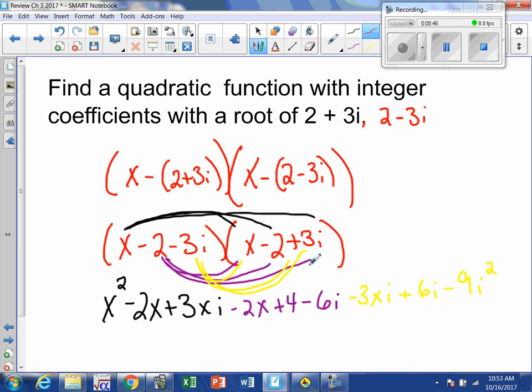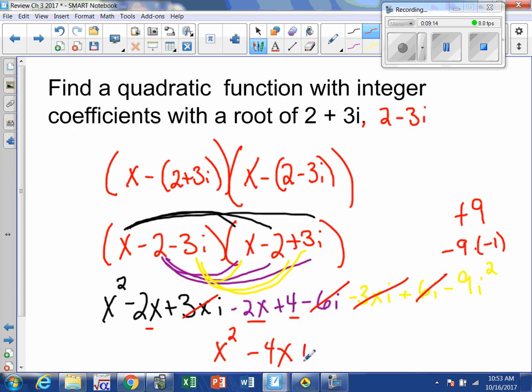Now, as with all of these problems, the terms with the i's cancel out. It's a way to tell if you're doing it correctly. The -9i squared, remember i squared is -1, so this is -9 times -1, so this just becomes a plus 9. So I have x squared, I have 2 x terms, so minus 4x. I have 4 and 9, so I get plus 13. So there is my quadratic that has the roots 2 plus 3i and 2 minus 3i.